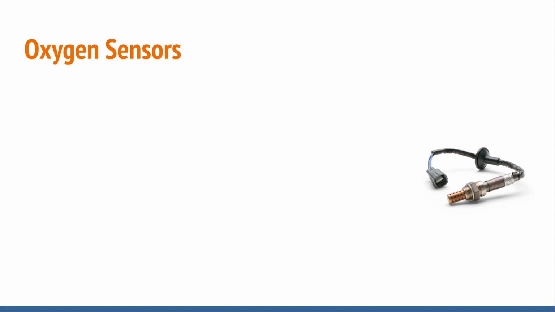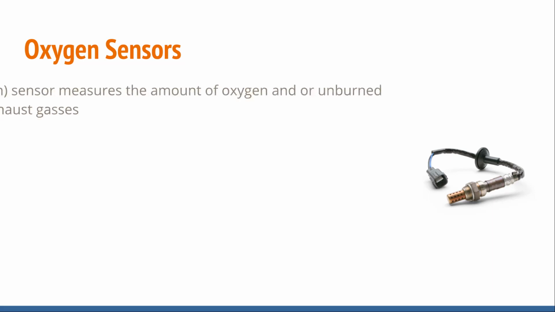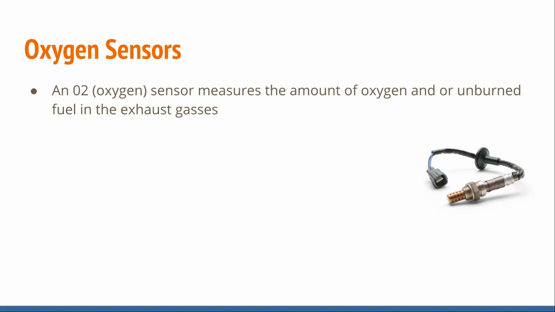So we're going to talk about oxygen sensors now, or O2 sensors. And these things are a little bit tricky, a little bit complicated, but we're going to make it easy for you, right? So an O2 sensor or an oxygen sensor measures the amount of oxygen and or unburned fuel in the exhaust gases. Okay, so it tells us if our fuel is getting burned or not burned in the exhaust, or how much of it, I should say, is getting burned.